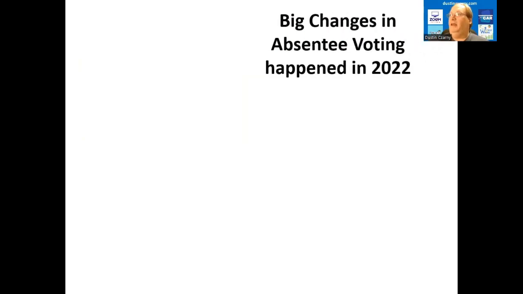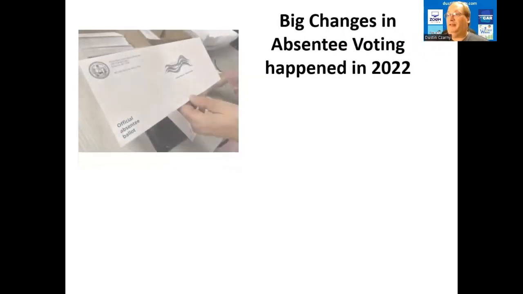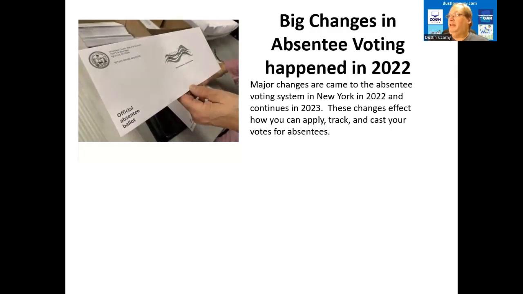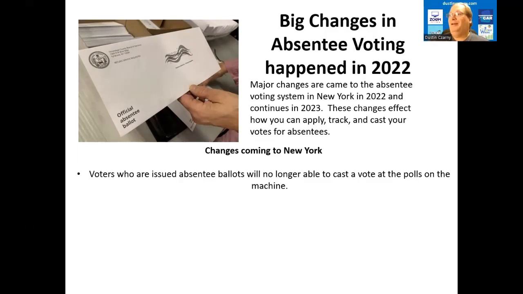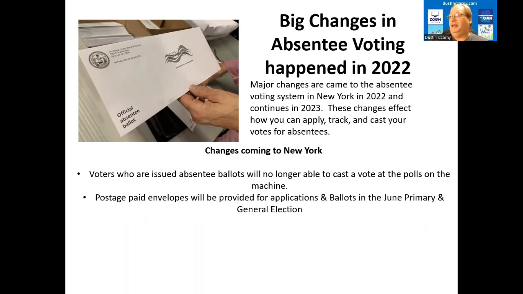Big changes in absentee voting happened in 2022. Major changes came to the absentee voting system in New York in 2022 and continue in 2023. These changes affect how you can apply, track, and cast your votes for absentee. Voters who are issued absentee ballots will no longer be able to cast a vote at the polls on the machine.